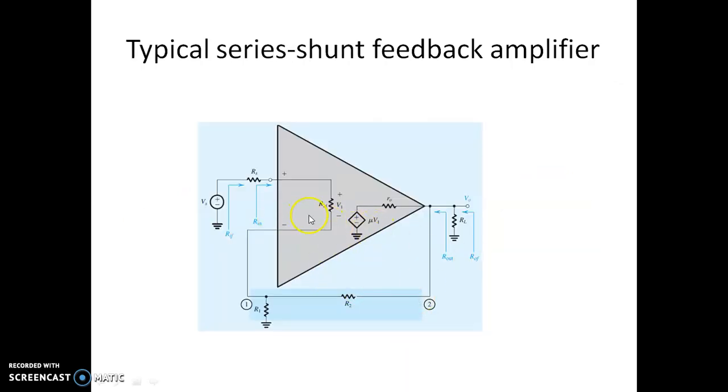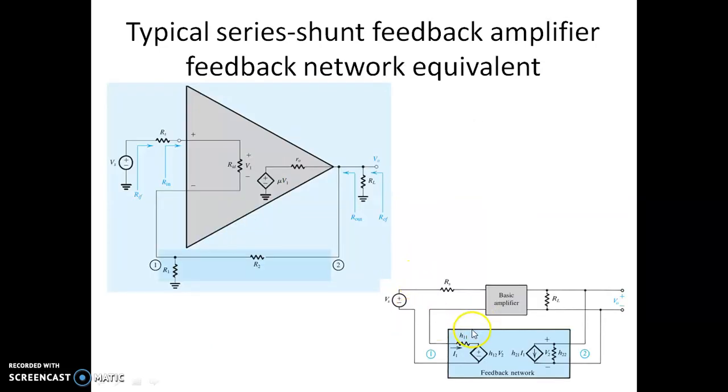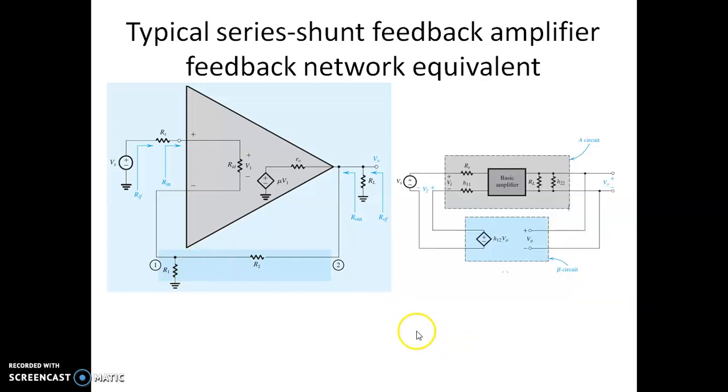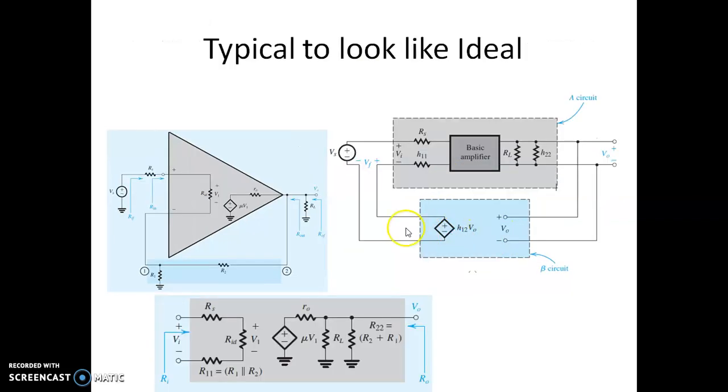This typical circuit of a non-inverting amplifier can be obtained using H parameters this way, and ultimately you can write it this way. This is the typical series-shunt feedback amplifier. The feedback network equivalent circuit is represented here, and you can see it looks exactly like an ideal feedback network. Now you can see this is the ideal feedback network, and this is also Vs. This looks like an open circuit.